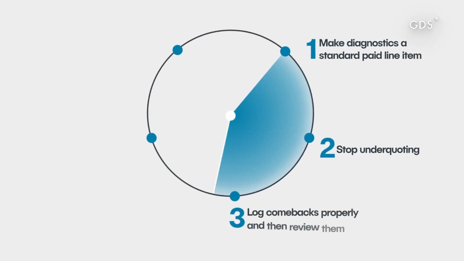Number three, log comebacks properly and then review them. If you don't record your comebacks, you can't reduce them. Even one repeat issue a month can drag that effective rate down. Make sure you log every comeback in your garage management system so you can review patterns and root causes.